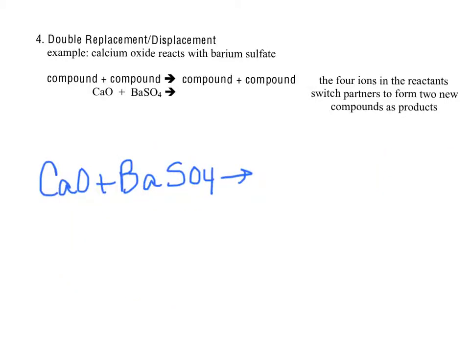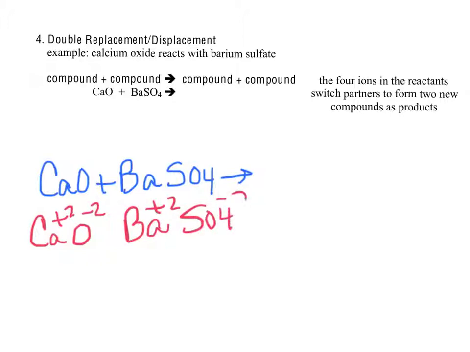Double replacement is like a single replacement twice. You not only make 1 compound, you make a second compound. You've got 4 ions involved in the reaction. We have an ionic compound of calcium +2 and O -2. And then you have a second compound, barium +2 and sulfate -2. So the ions are already charged. And we're just going to make new compounds.